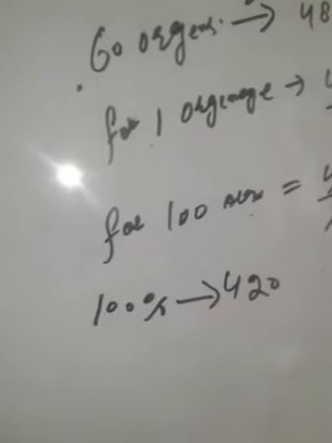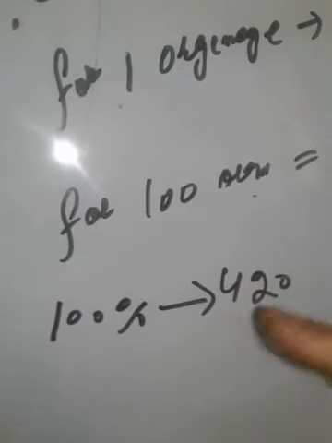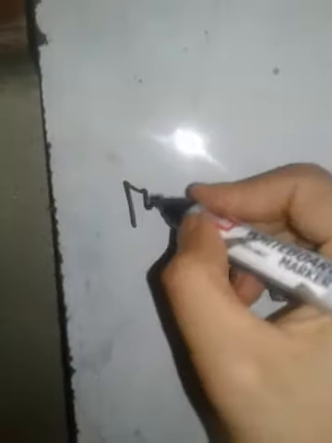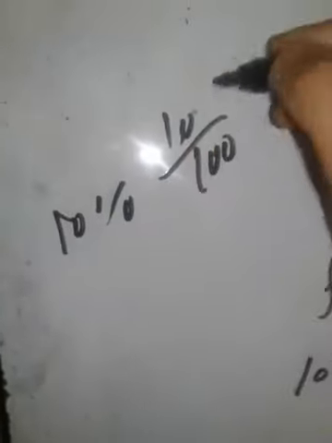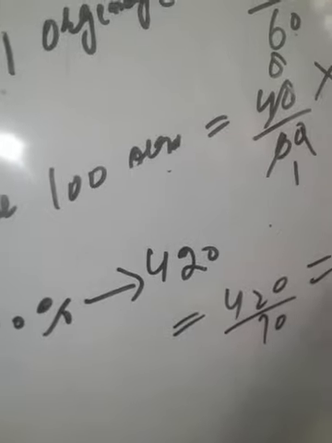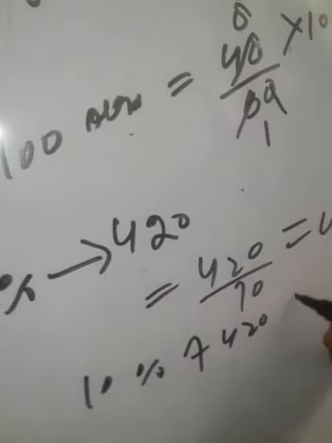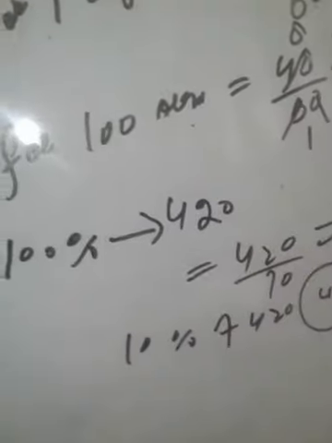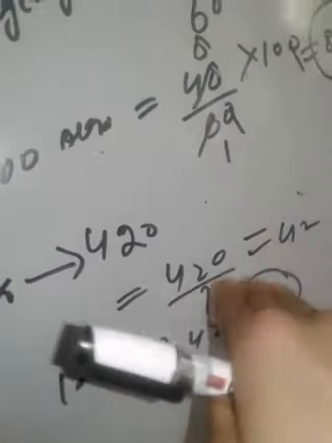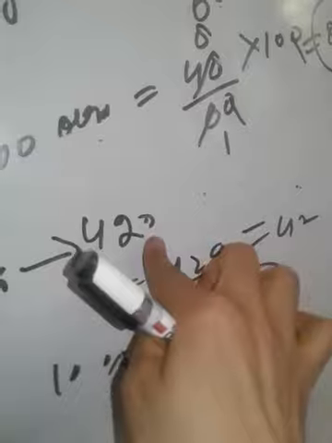Now suppose you are asked to find 10%. This is a very important concept here. 10% is 10 per 100. 10 by 100 is 1 by 10. So simply you have to divide 420 by 10. This is 42. So 10% of 420 is 42. Remember this. So what concept have we derived here? To find 10% of any quantity, put the decimal after one digit from the right side.